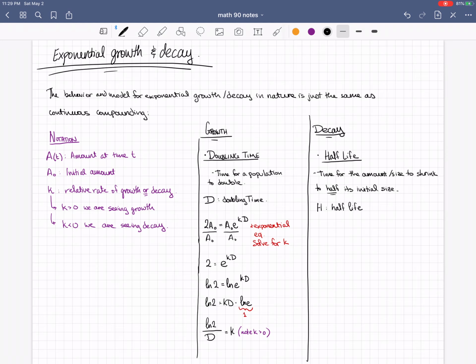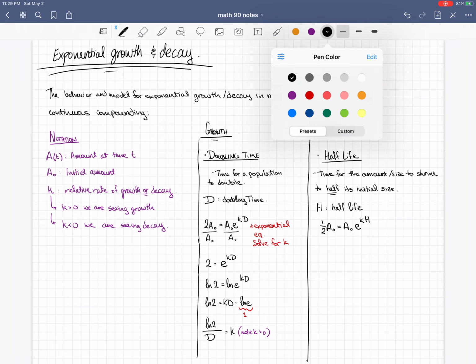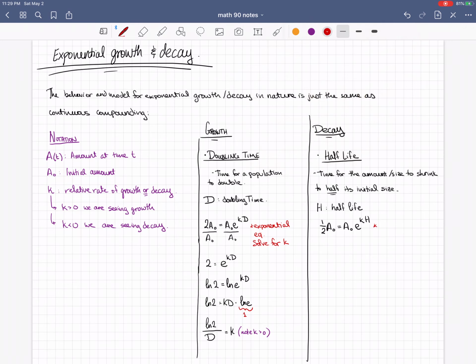And same thing, what does it mean to be looking at half-life? It means that your present amount is half of your initial amount. So again, the time that's elapsed is h, our half-life. Same thing, we're going to do exactly the same thing as we did in the previous example. This is an exponential equation, and we're going to solve it for k.